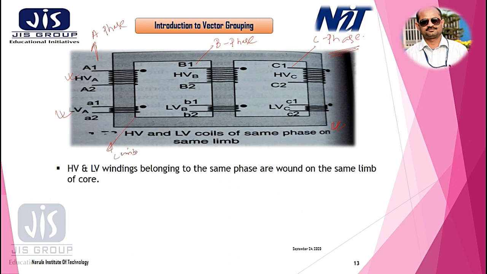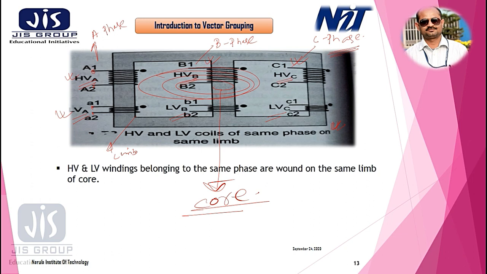because they are wound on the same limb of the core. So this is my limb and this is my core of the transformer. And look, for a particular phase, both the high voltage and low voltage are interlinked with the same limb. Similar is true for B phase, similar is true for C phase. It is denoted by HVA, this is LVA, and so on, HVB, LVB, HVC, LVC. And the two terminals of this high voltage side are A1, A2, correspondingly small a1, a2 for low voltage side, and so on for B and C phases.